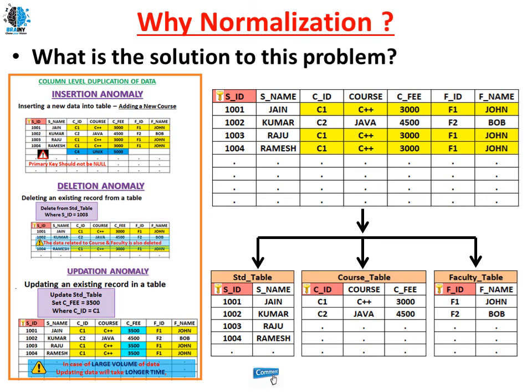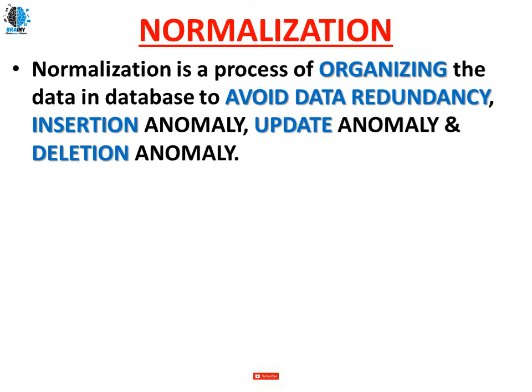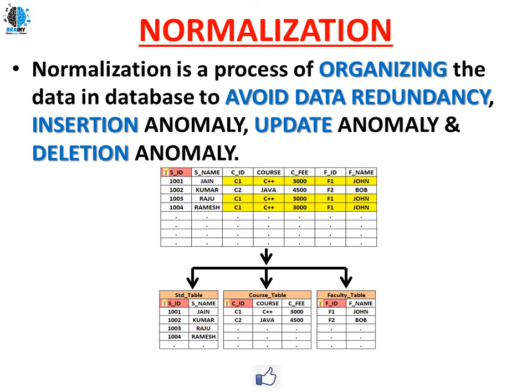So let's see. Normalization is a process of organizing the data. First it is going to organize the data in the database to avoid data redundancy. Data redundancy means duplication of the data. Next, it avoids insertion anomaly, updation anomaly, and deletion anomaly. As we have seen, we have one big table, and this table is divided into three different tables. So normalization is a process of organizing the data. Firstly, normalization has organized this particular data. Next, the moment it organizes, automatically it can avoid data redundancy and insertion, deletion, and updation anomalies as well. So this is all about normalization.